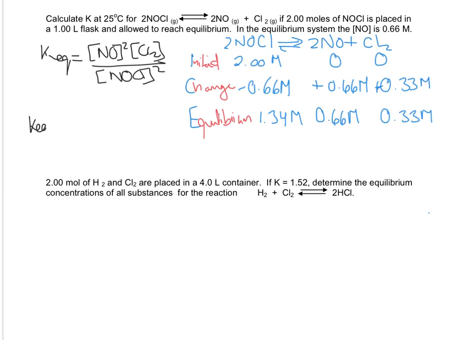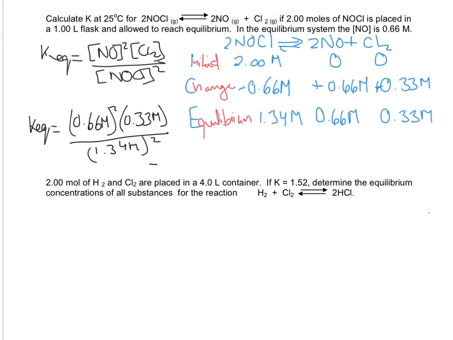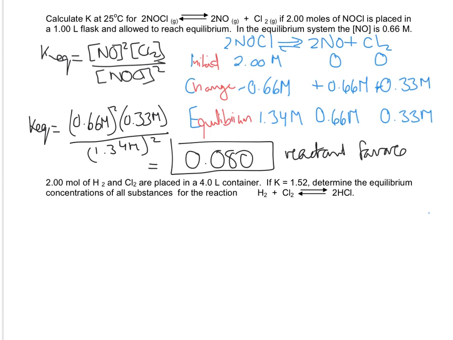So let's do that. So KEQ then is equal to the concentration of NO, which is 0.66 molar, squared, times the Cl2, which is 0.33 molar, divided by the NOCl, which is 1.34 molar, squared. That ends up being 0.080 as our answer. And again, we don't care about the units for KEQ. This number is less than 1, so that tells us that this reaction is reactant favored. That means there are more reactants at equilibrium than there are products.